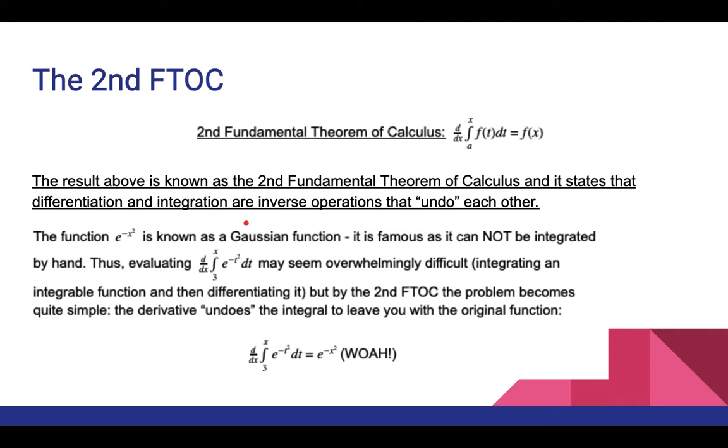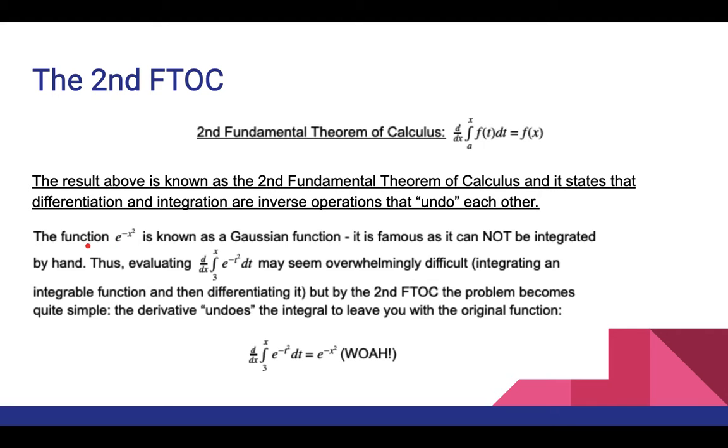The same way that in 4.5a, when we took the integral of a derivative, we ended up with the antiderivative. So differentiation and integration are inverse operations that undo each other. So how is this useful?